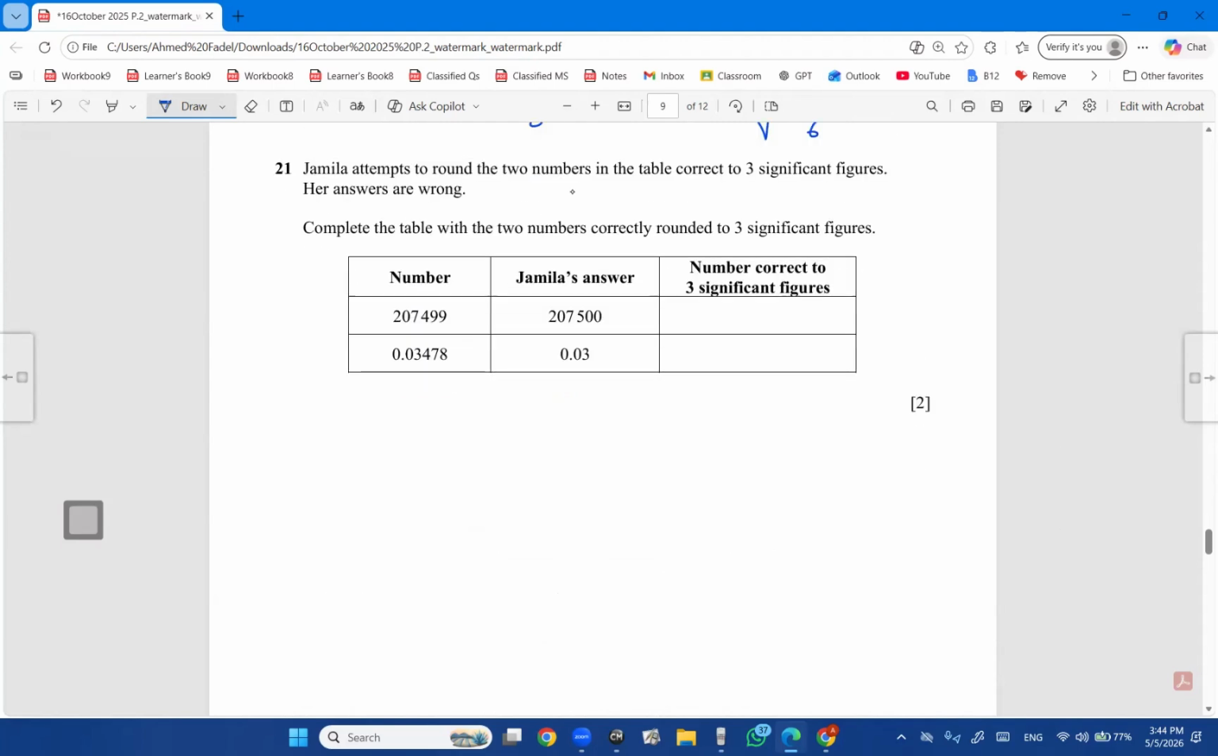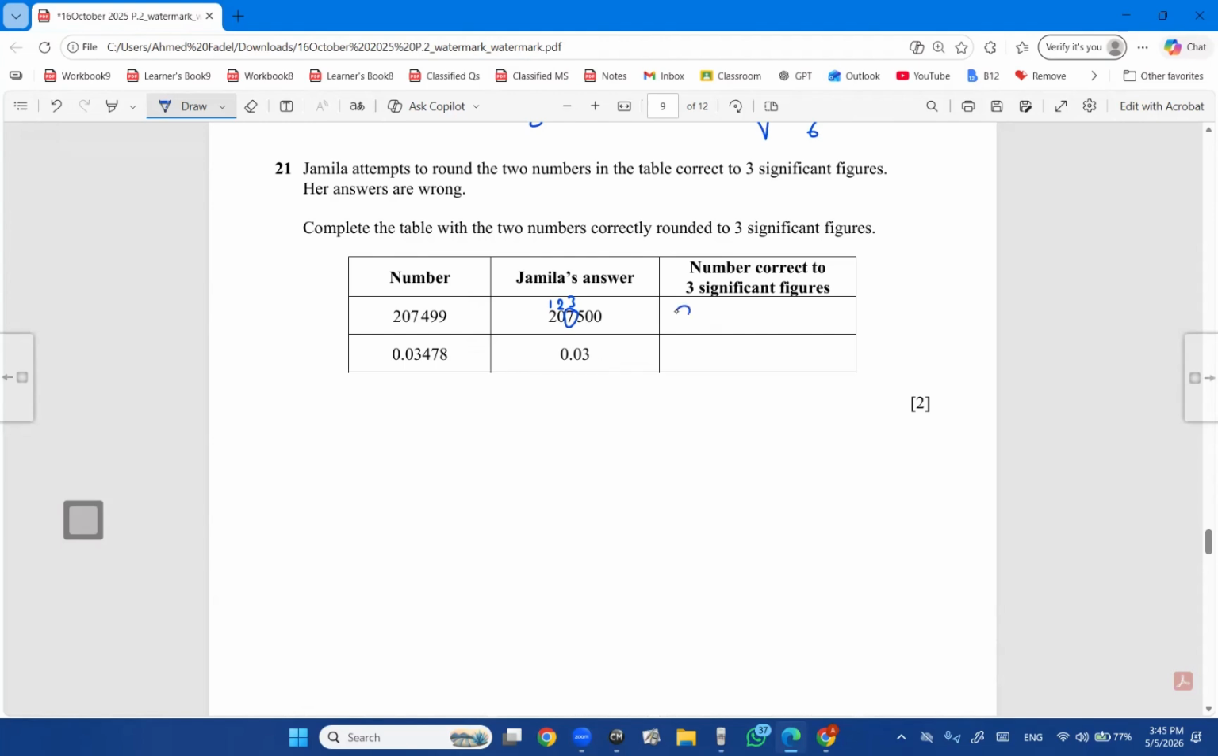Jamila attempts to round the two numbers in the table correct to 3 significant figures. So let's do this. Rounding to 3 significant figures, the first significant figure is the first non-zero figure. So this is the first significant figure. The one after it is the second, even if it is 0. Only the first cannot be a 0, but the second significant figure can be a 0. And here is the third significant figure.